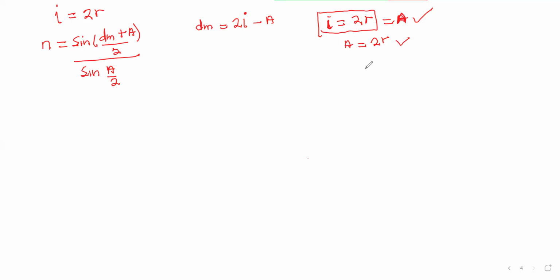So if I is this and A is equal to 2R, then I is equal to this. So when we substitute A for I, we have the minimum deviation being equal to 2A minus A, because I is equal to A here. Okay, so we have dm equal to A.